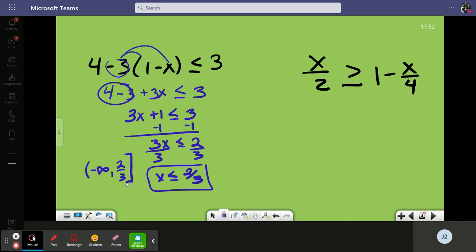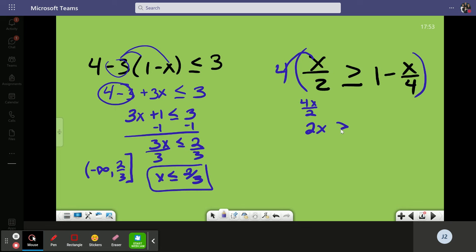On the second one, I have x over 2, a 1, and an x over 4. So I'm going to get rid of those fractions. What's going to be my common denominator, my least common denominator? This is where, remember, whenever we have a fraction, I wrap it all up. So if I say 4x over 2, 4 times x divided by 2, 4 divided by 2 is going to give me a 2.